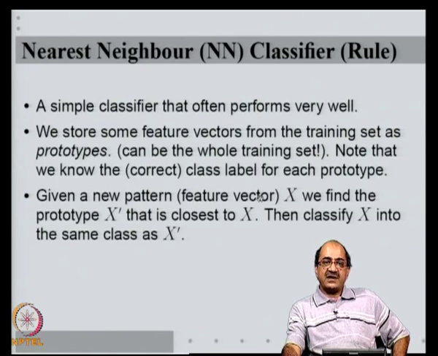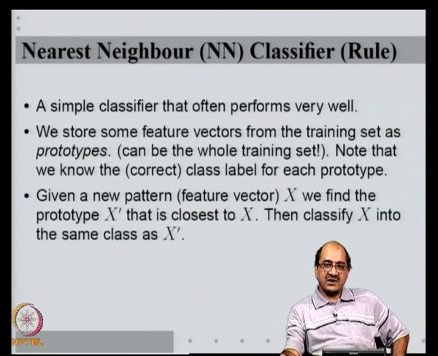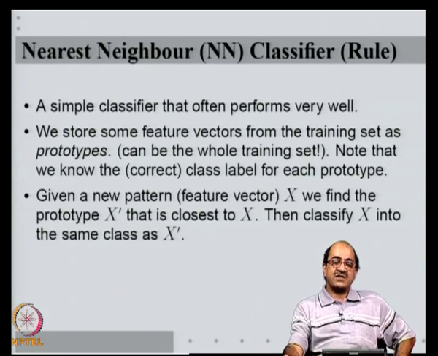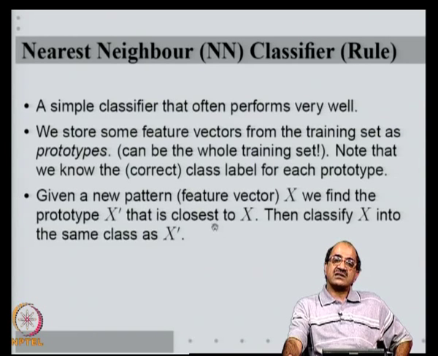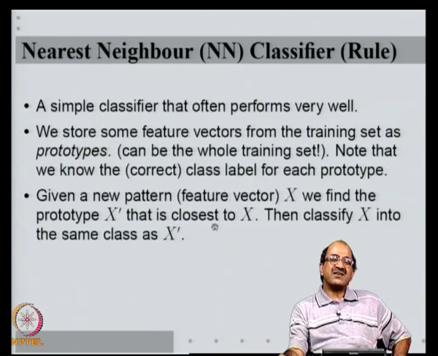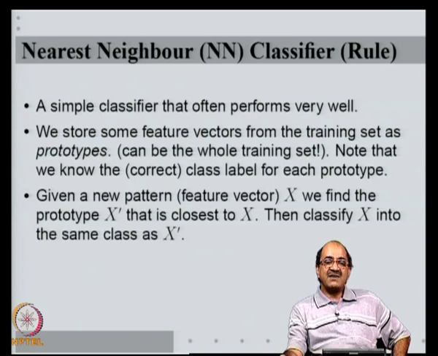Now, we are ready to classify. Given a new pattern, we find the prototype x prime that is closest to the new pattern x and then classify x into the same class as x prime. That is, now you give me a new pattern x to classify. Within my prototypes, I search for x prime that is closest to x. Now, because x prime is a prototype, I know the class label of x prime. I give the same class label to x. The idea is if I have sufficiently many prototypes, anyone lying close to a particular prototype should have the same class label as the prototype.